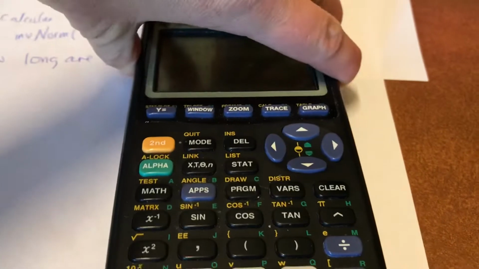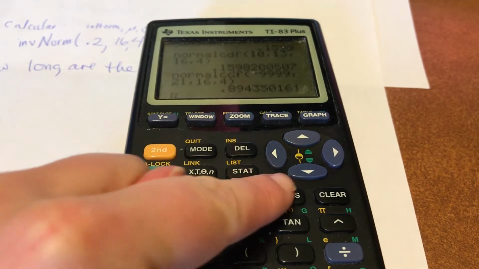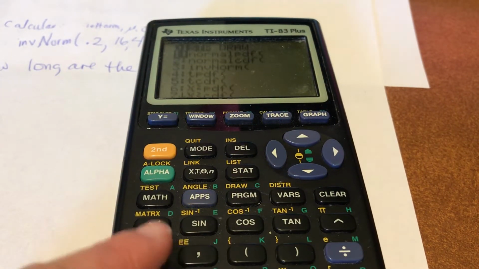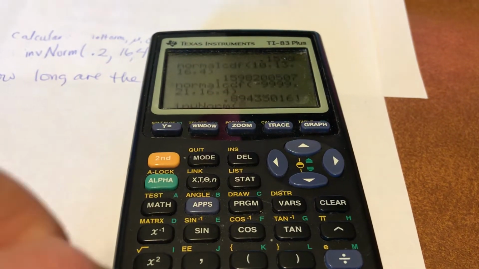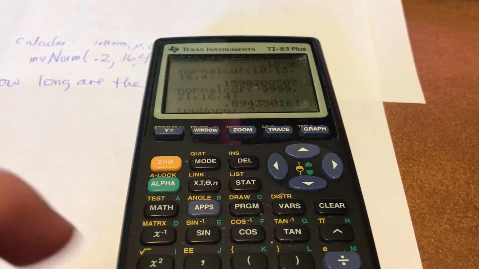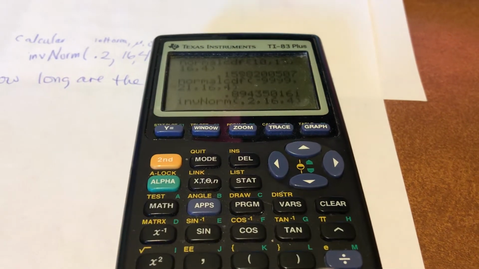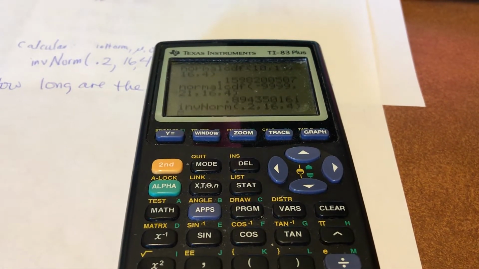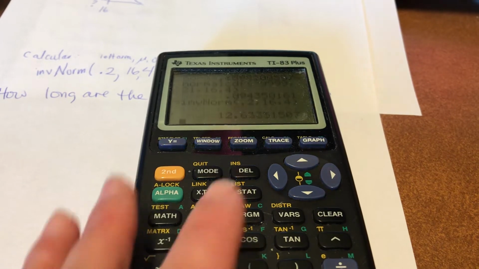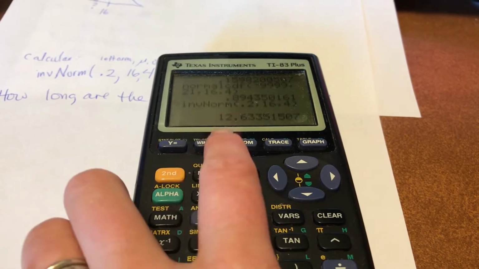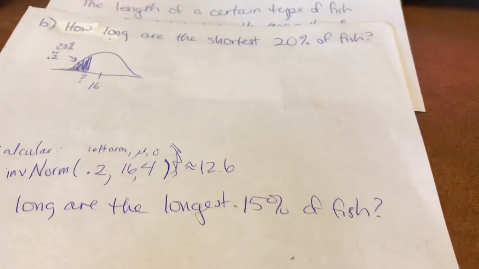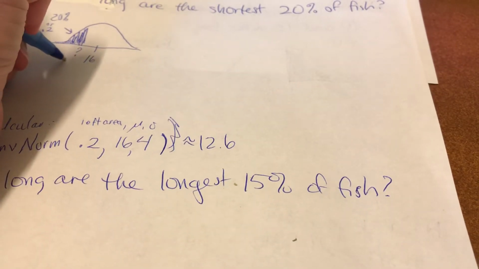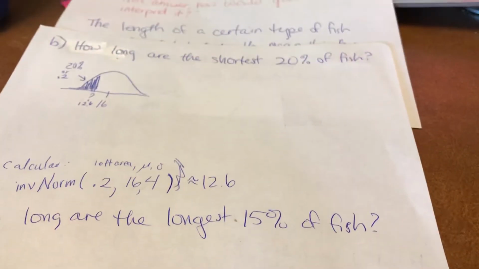And inv norm is again where second distributions are. And inv norm, you can see, is number 3. And I put in my left area, my mean, and my standard deviation. Inv norm, 0.2, comma 16, comma 4. And the answer is about 12.6. Now, what does that mean? That means this number right here is 12.6.